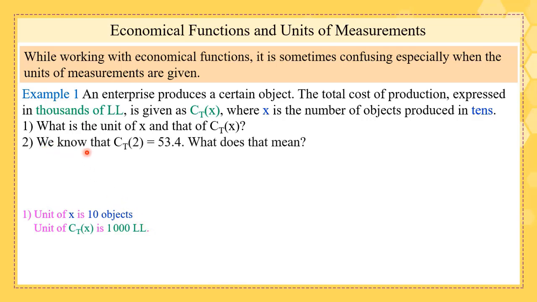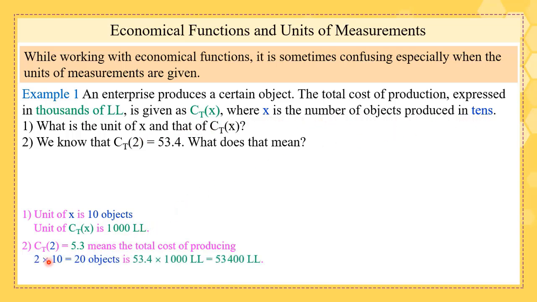Part 2. We know that CT of 2 equals 53.4. What does that mean? First, we multiply the quantity of an object by 10. Here, 2 times 10 equals 20 objects. Second, we multiply the value of the total cost by its unit. So 53.4 times 1000 lira Lebanese, we get 53,400 lira Lebanese.